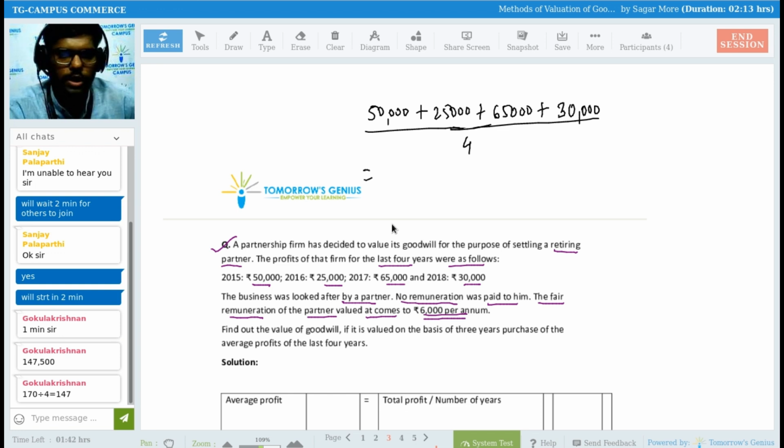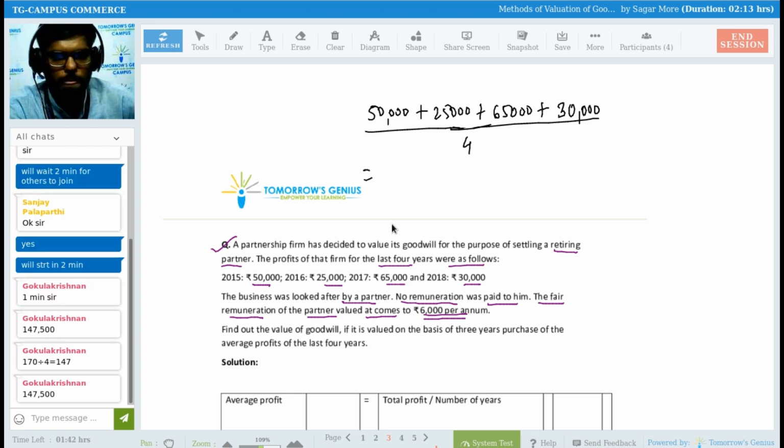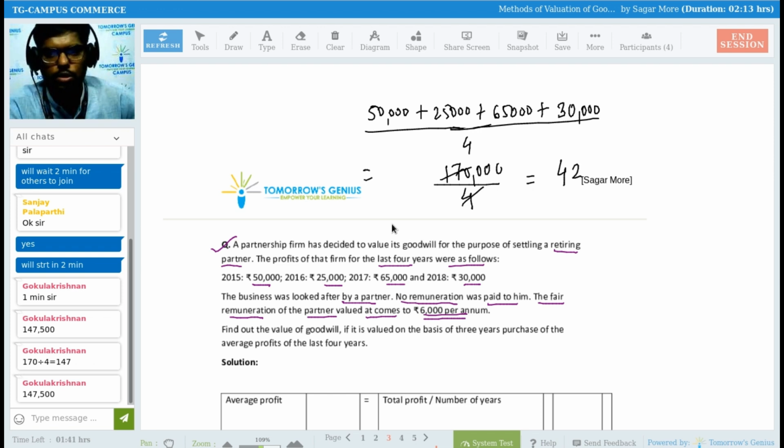Just check once, Gokul. 1,70,000 divided by 4. Sir, 42,500. 4 4s are 16, 1 carries. 4 2s are 8, then 500. Yes, 42,500, right? So 42,500 is your average profit.